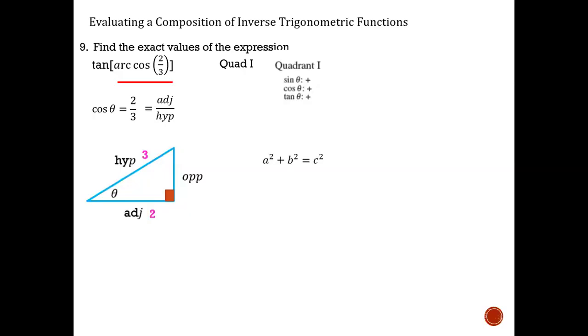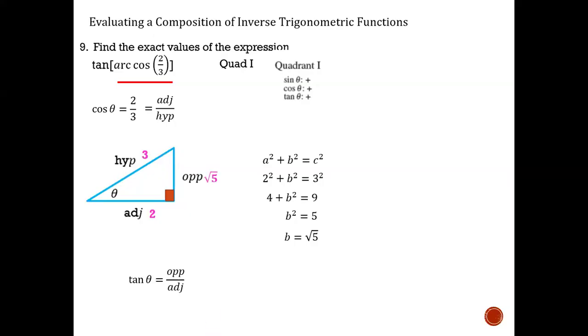So let's go ahead and have a squared plus b squared is equal to c squared. Again, they gave me the a, which is 2 squared. They gave me the hypotenuse, which is 3 squared. Subtract 4 on both sides. Take the square root of both sides. So we have that b is the square root of 5. So now I'm able to answer this problem.